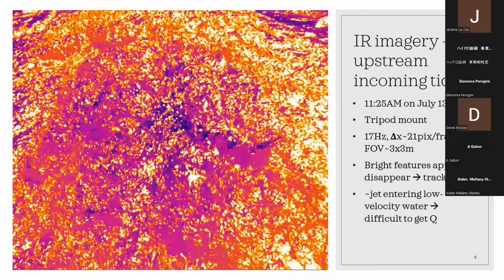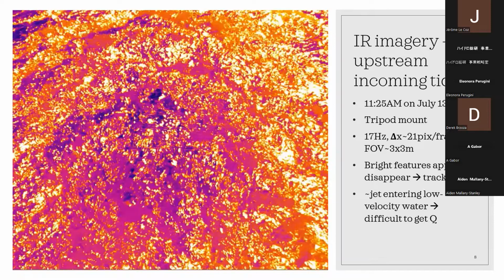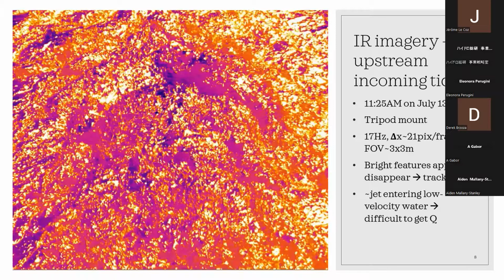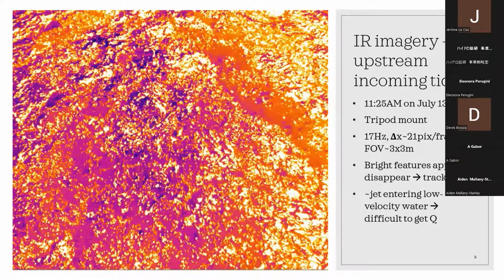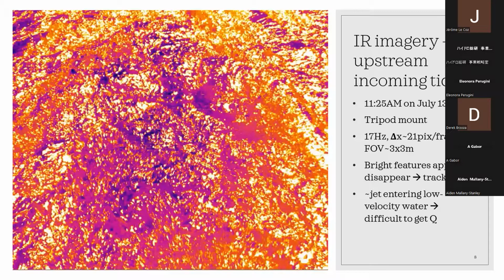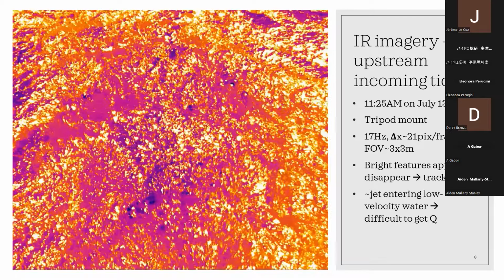So this is a challenging setting to measure discharge in as well. But the thesis here is that these really rapidly appearing and disappearing features are going to be difficult for tracking algorithms.